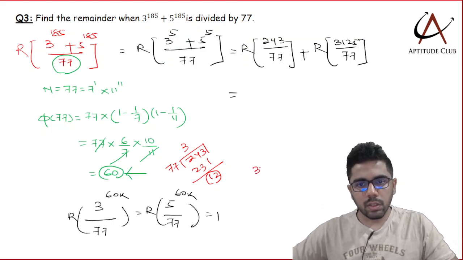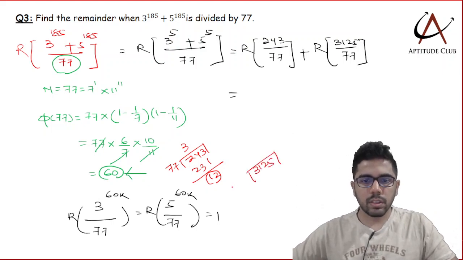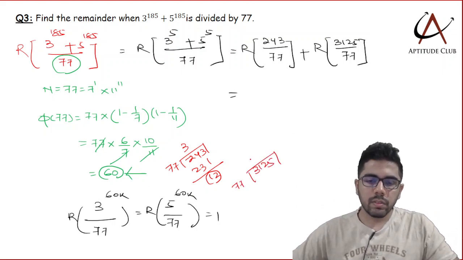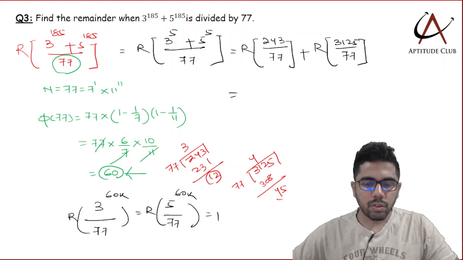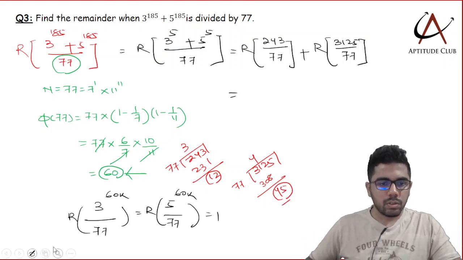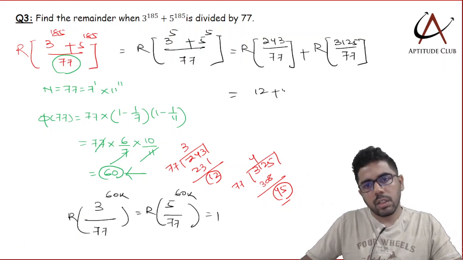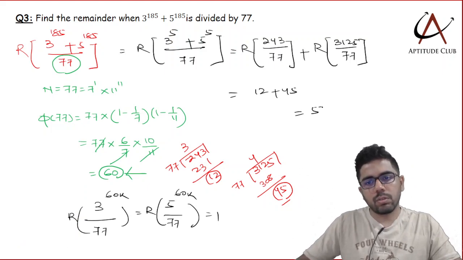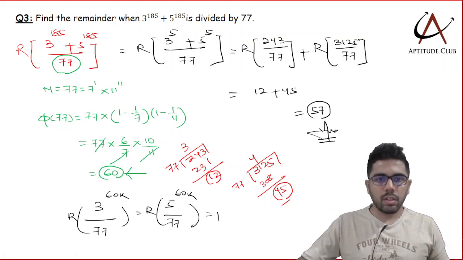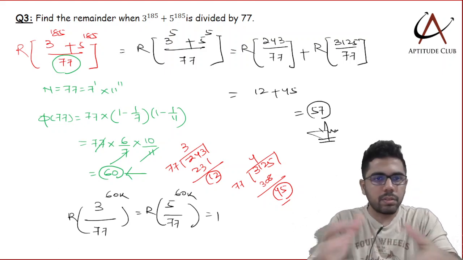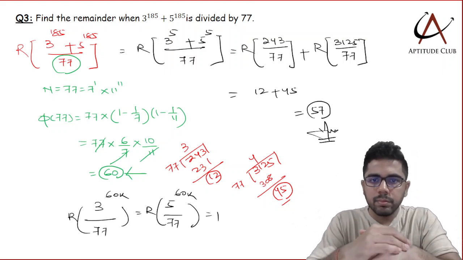And when I take 3125 divided by 77, तो 77 4 है 308 आता है I think, carry 2, तो 45 आ जाता है. तो you get 12 plus 45, यहाँ पे आ जाता है 12 and यहाँ पे 45, तो overall answer is 57. As simple as that. रिमाइंडर ऑफ अ सम इज सम ऑफ रिमाइंडर्स, and में वो अप्लाई हो गया.